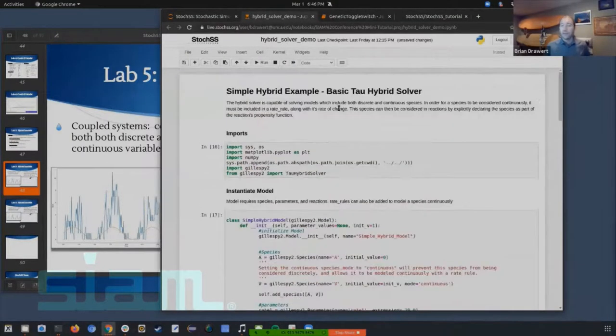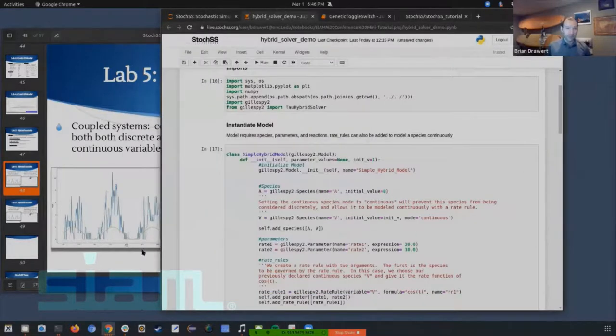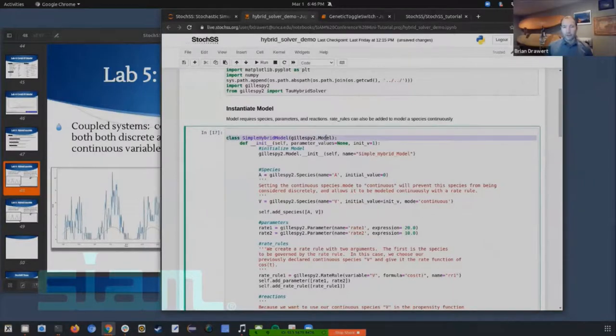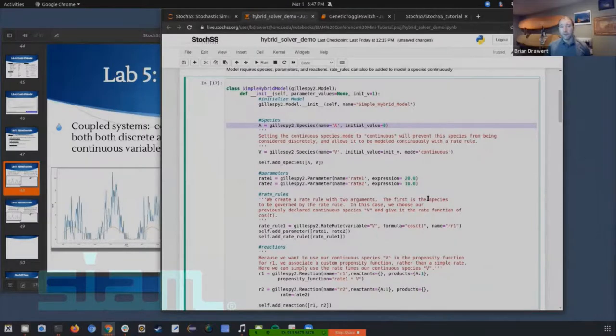So here, we've got this nice tutorial notebook, and both of these two models are in there. So hopefully we'll get plots that look pretty much like that. Here I'm doing a simple hybrid model, which extends the GillesPy2 model class, and I name it. I make a species A that has initial value 0. I make a second species V, initial value 1, and this is mode continuous. So this will force this to be a continuous variable, while this one will be set to be a discrete variable. And then I have two rate values.